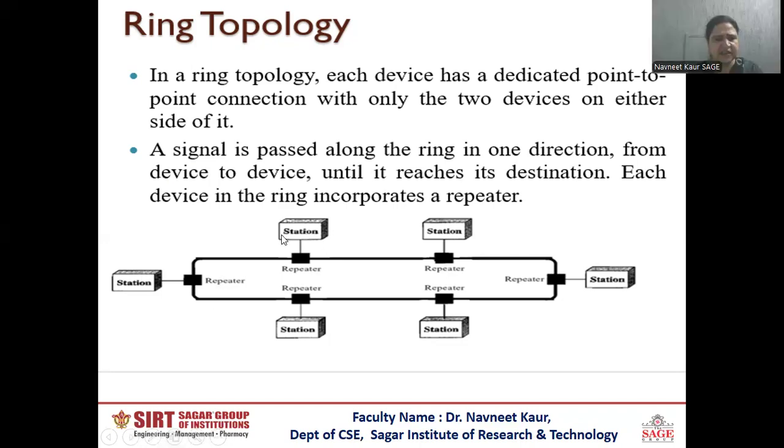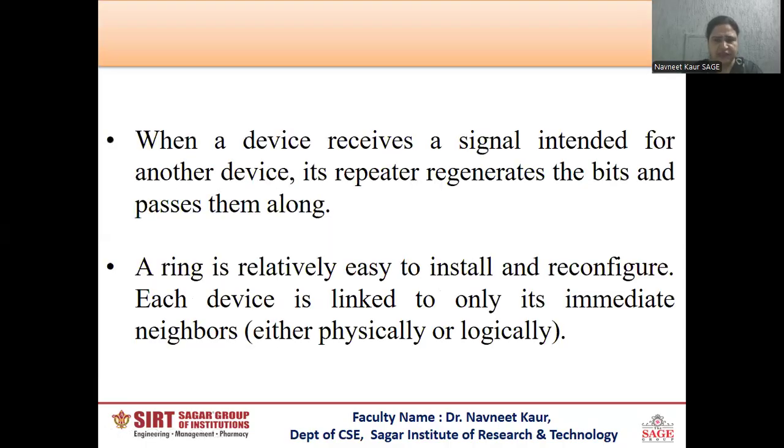Each device in the ring incorporates a repeater. A repeater is actually an electronic device which refreshes the pulse which is sent by the station or received by the repeater. Now here the data travels only in one direction. So when a device receives a signal intended for another device, the repeater regenerates the bits and passes them along.